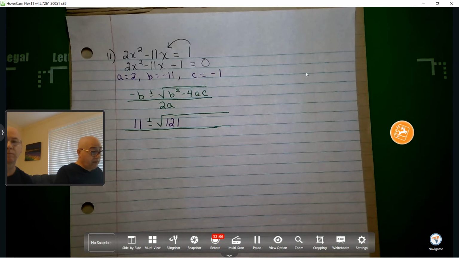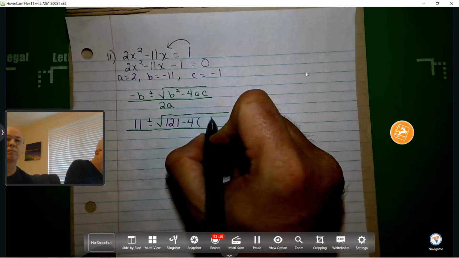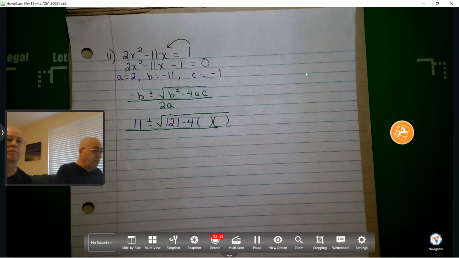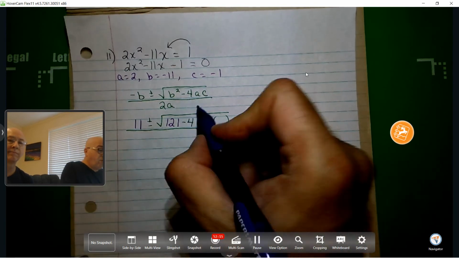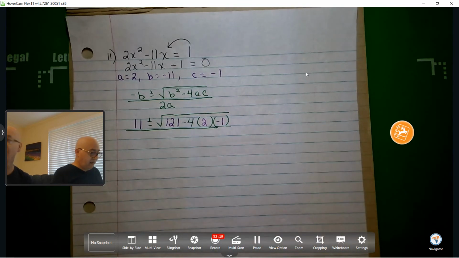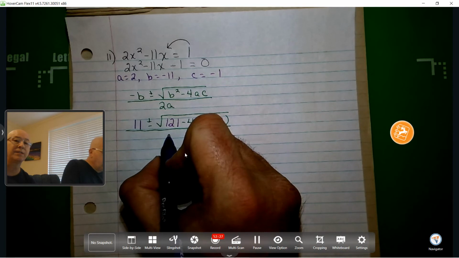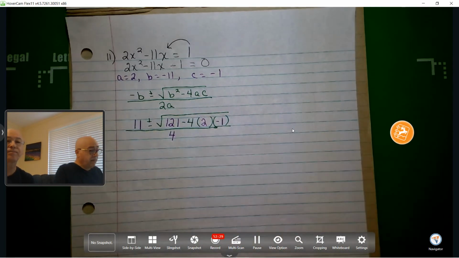The 4 times a times c, this is one where you can basically do it in your head probably. I'll write it out anyway. 4 times a times c all over 2 times a. What should we have on the bottom? 2 times 2 is 4. Okay, well, let's simplify into the square root.